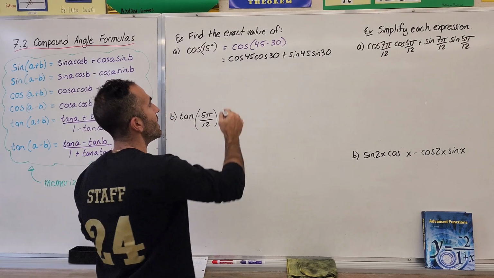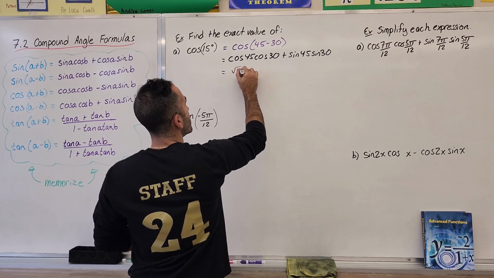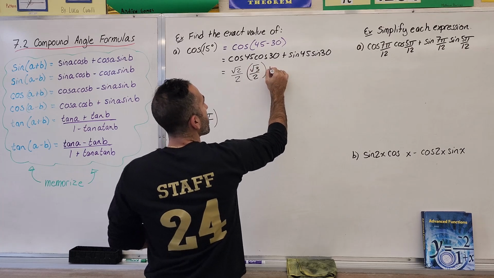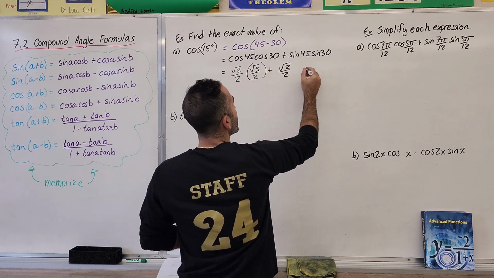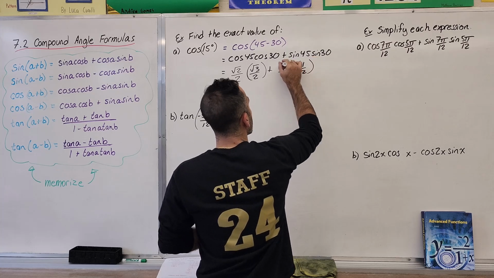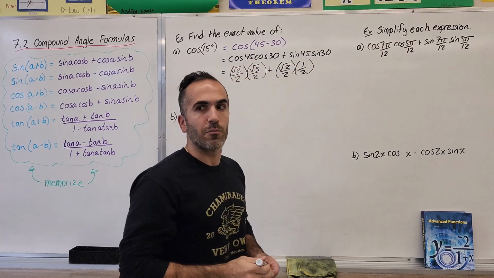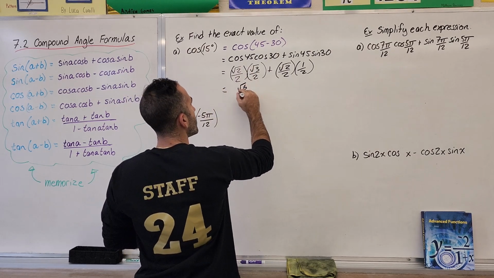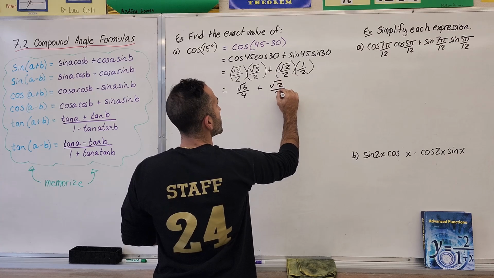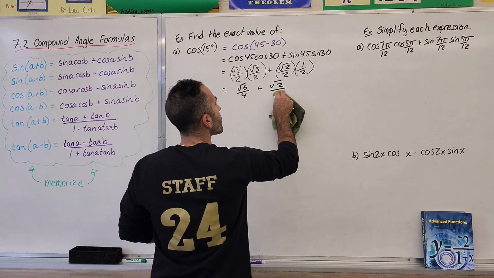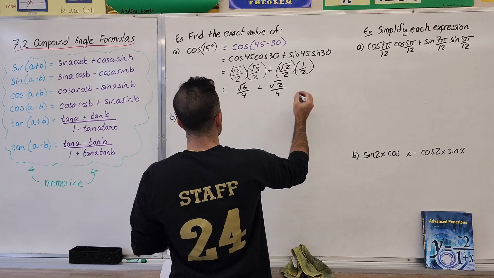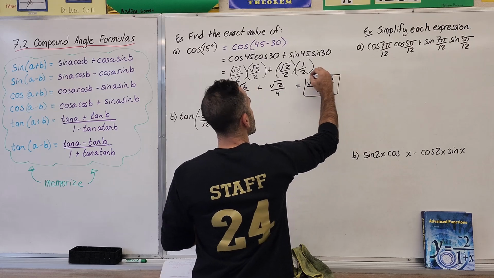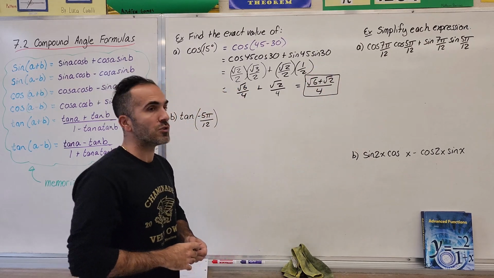Now that I have it separated like this, I know the exact value of cos 45, it's root 2 over 2. I know the exact value of cos 30, it's root 3 over 2. Sine of 45, root 2 over 2. Sine of 30, 1 over 2. Very useful to have all your special angles memorized. This becomes root 6 over 4, and this is root 2 over 4. And this becomes root 6 plus root 2 all over 4, and this is my final answer. That is the exact value of cos 15.